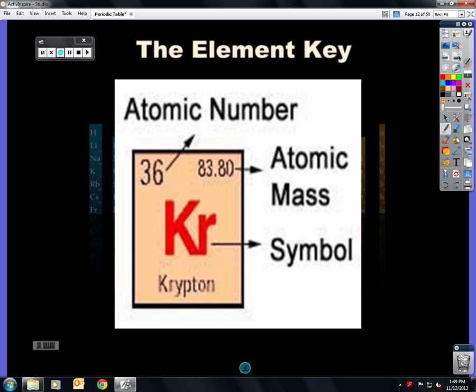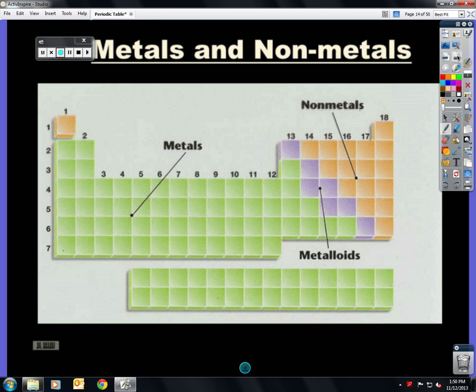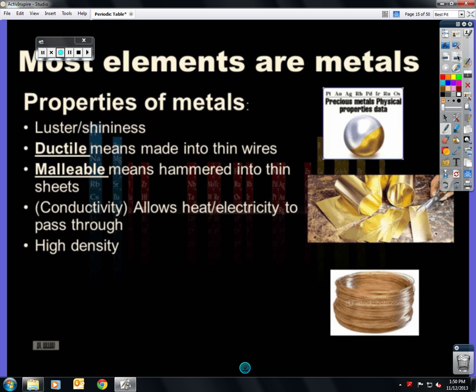Alright, your atomic key. The small number is the atomic number. It tells you protons and also electrons because they match. Atomic mass tells you protons plus neutrons. There's the symbol and the element name. You should have color-coded a periodic table showing yourself which elements are metals, which are nonmetals, and then the metalloids. You are allowed to use this table on your test.